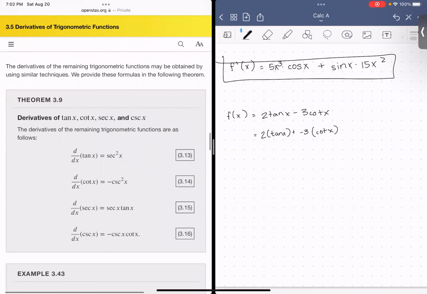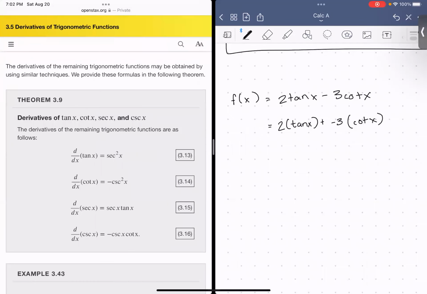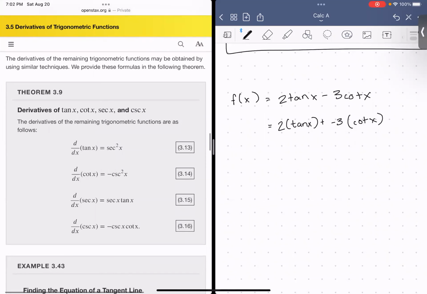So now let's refer to our knowledge. Let's look at this table here. What is the derivative of tan x? Secant squared x. So then it's going to be 2 secant squared x plus, what's the derivative of cotangent x? Negative cosecant squared x. So we're going to do negative 3 times negative cosecant squared x.